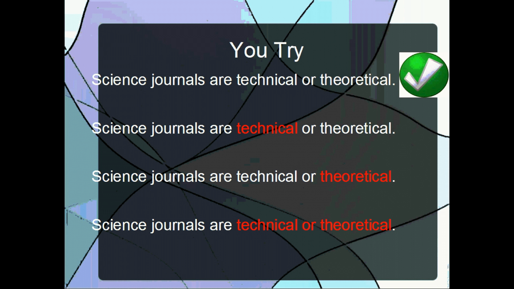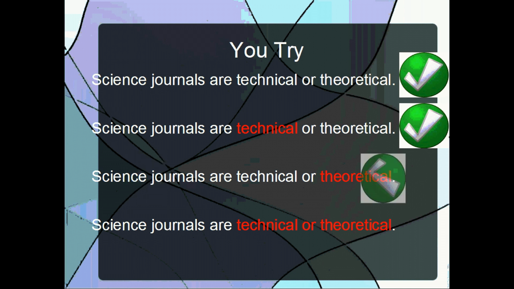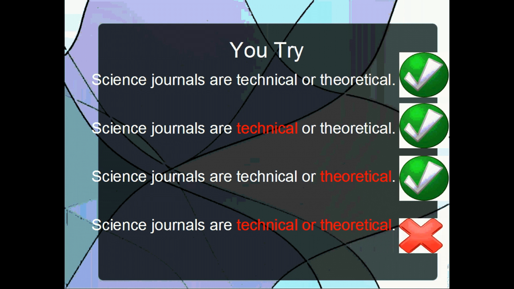Let's say it's false that they are technical, but they end up being theoretical. Since one of my disjuncts, technical or theoretical, is true, then that disjunctive proposition is true. Let's say it's false that they are theoretical, but it's true that they're technical. Again, one of my disjuncts is true, so the disjunctive proposition is true. In the last case, science journals are neither technical nor theoretical. So this last disjunctive proposition is false, since neither of the possibilities I mentioned is true.